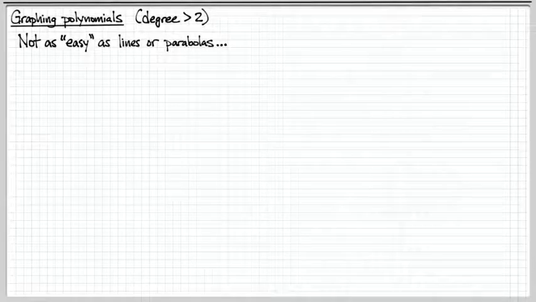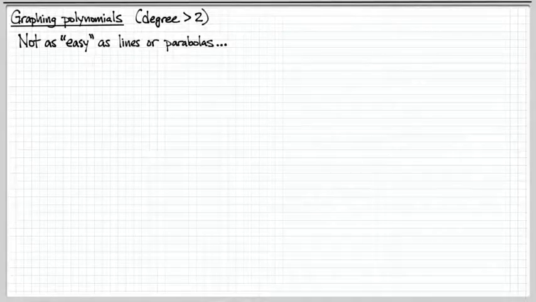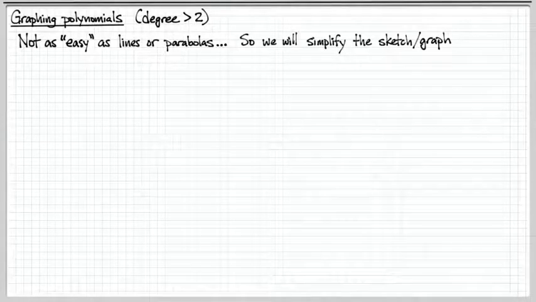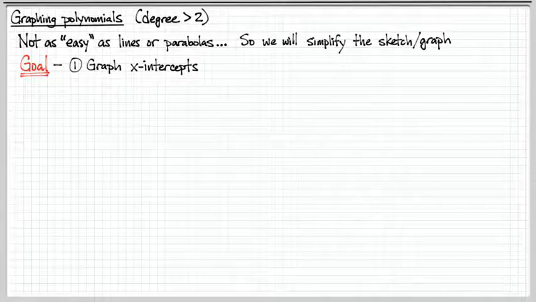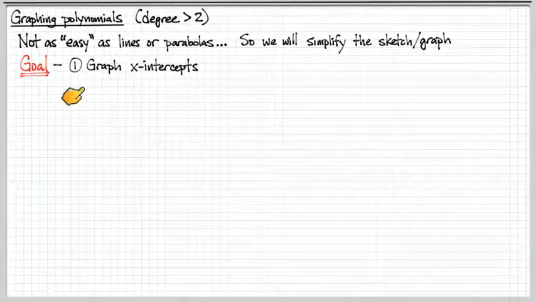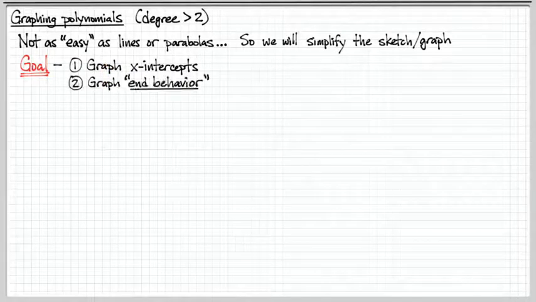Now let's talk about graphing polynomials. When we graph polynomials of degree greater than 2, it's not as easy as lines or parabolas. And so we're going to talk about it in a simpler way where we sketch out the graph of it. We're going to be working toward, in this unit, learning how to graph the x-intercepts of a polynomial, as well as drawing and graphing the proper end behavior of the graph.